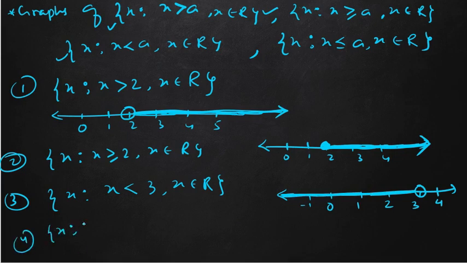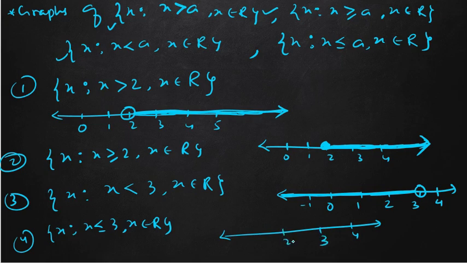Fine. Similarly, for the fourth one, suppose x such that x is less than or equal to 3 and x belongs to real numbers. So how will we draw this graph? This is 4, 3, 2, 1, 0. Now 3 is included, so we will completely circle it, and then just bold the line. Okay, so this is the procedure. I think it's clear.